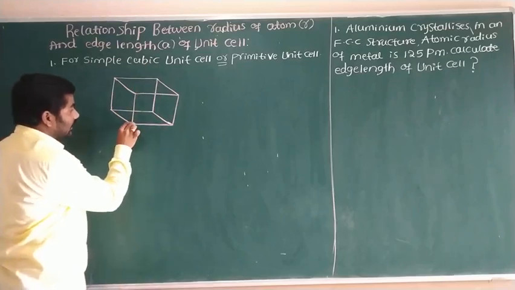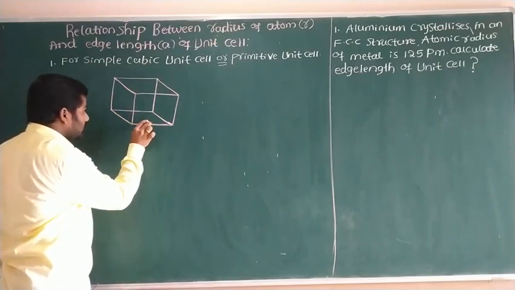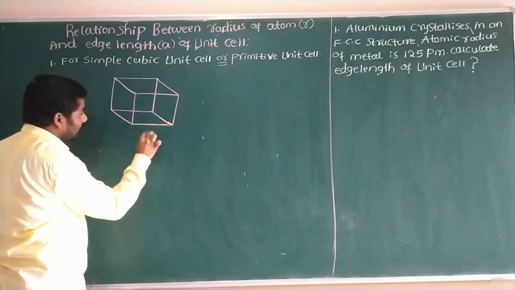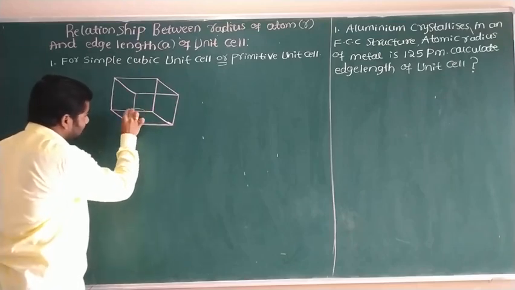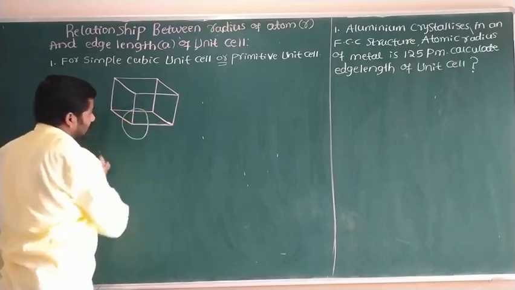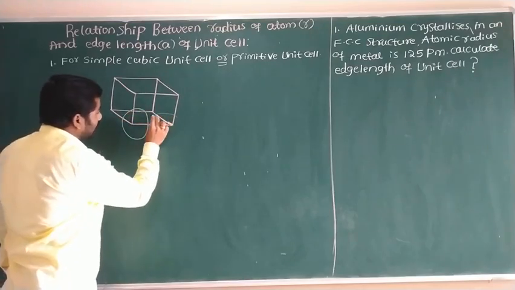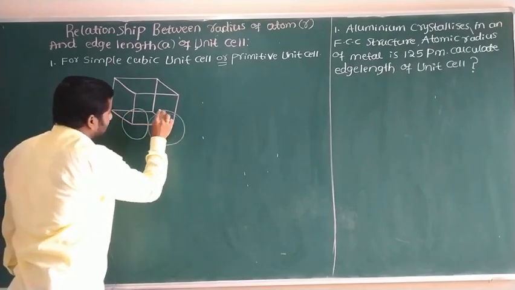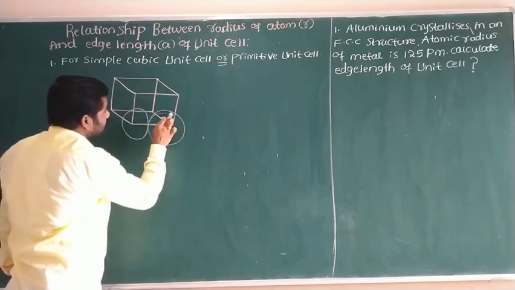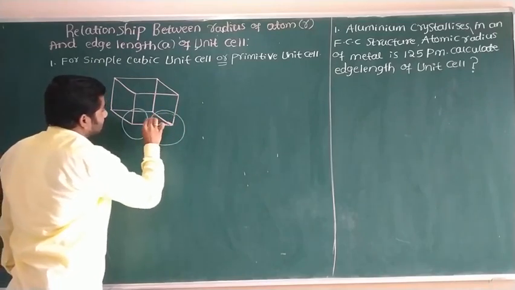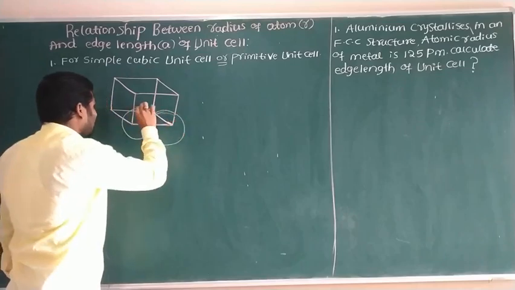So this is a corner particle, and for this corner I will represent one constituent particle. And this is one more corner particle, and here I will represent one more constituent particle. See, these two are the corner particles.